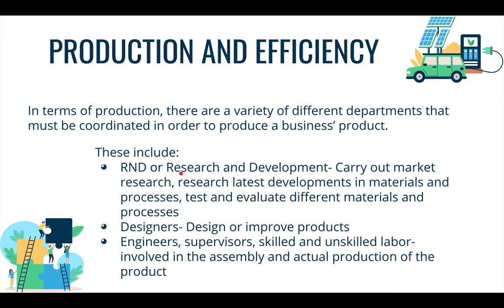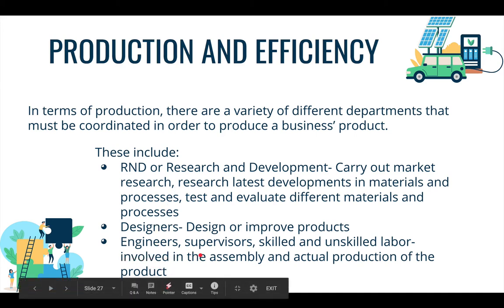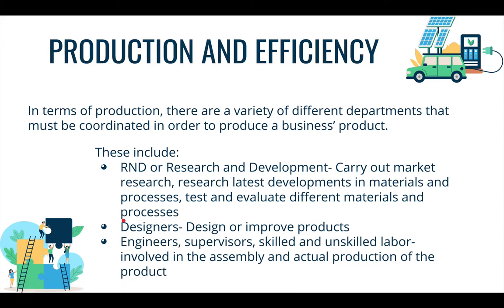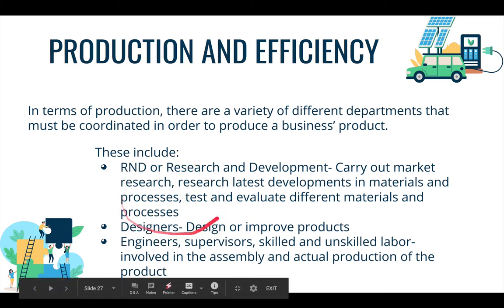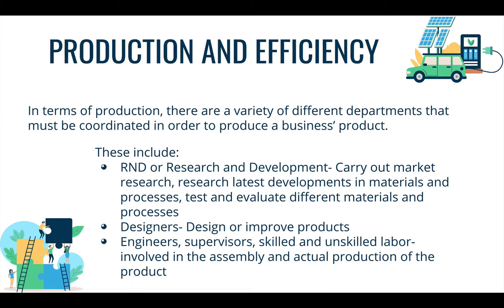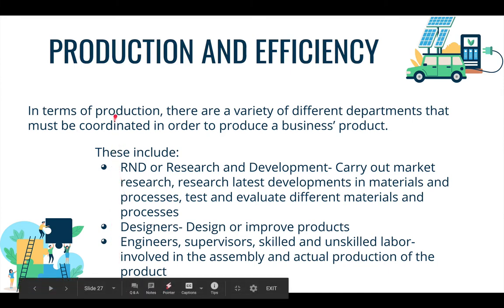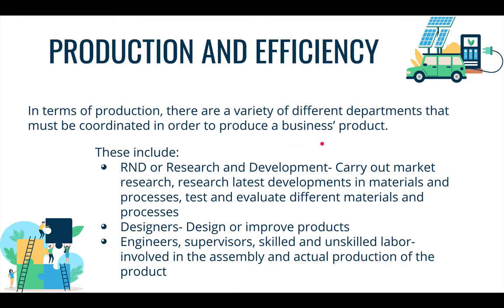So before a business actually goes into the making of a particular item, there's a lot of research and development that goes on. R&D works in conjunction with designers who come up with the initial designs or ideas to improve products. So R&D and design all happens before your engineers, supervisors, skilled and unskilled labor actually assemble and produce the product. So when you're talking about production, don't forget that there are actually a lot of stages outside the actual hands-on doing of producing a product for a business.